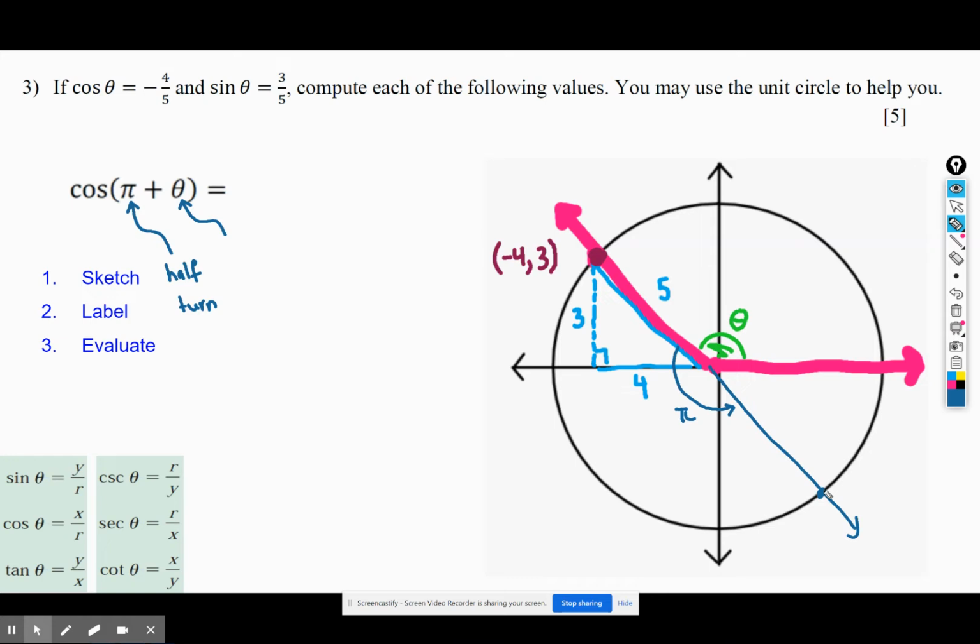I'm going to go ahead and figure out this reference triangle, which is just rotated around: 3 to 3, 4 to 4, 5 to 5. That helps me now to figure out the coordinates of this point that's rotated around. I'm right 4 and down 3. The coordinates are 4 and negative 3. The cosine is the ratio of x to r. So we have the ratio of 4 to 5.